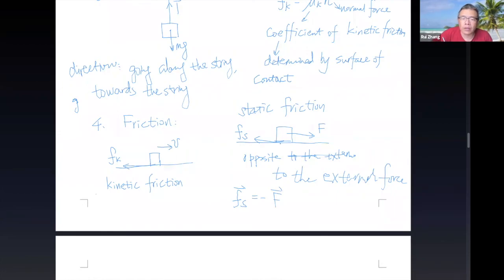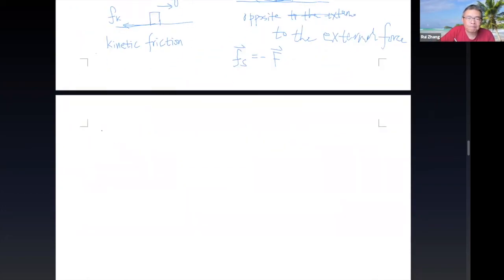But it cannot go on forever, right? If you have a force that's big enough, eventually the object is going to move. That means there's a maximum value of Fs that you can have. It turns out the maximum value is given by another formula: this coefficient times the normal force. This is called the coefficient of static friction.